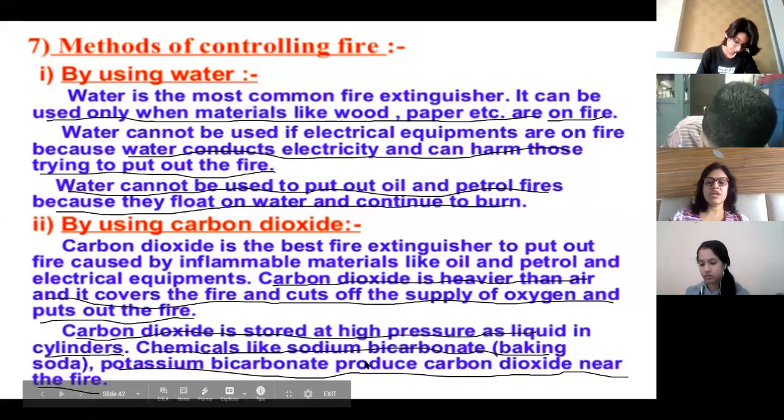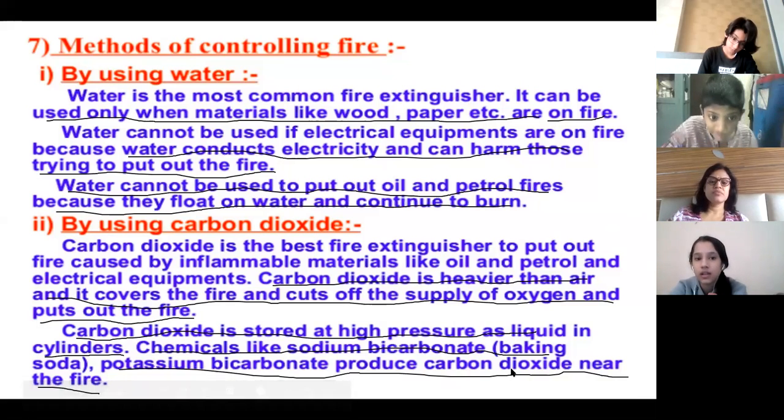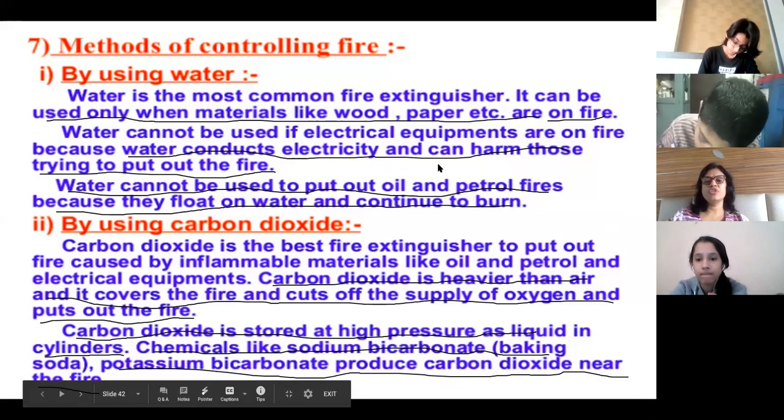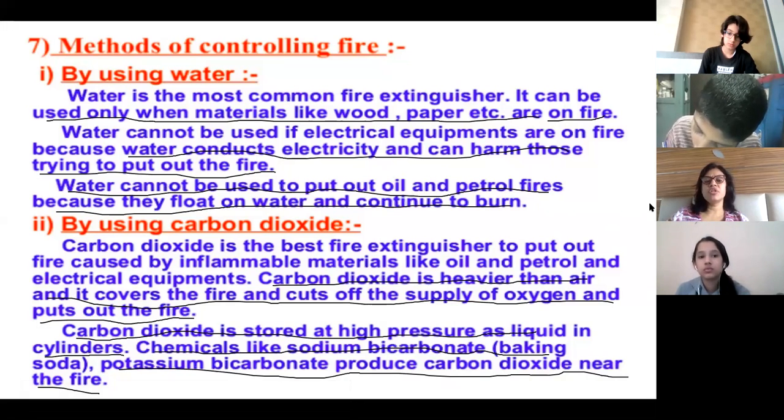And this answer will come when asked how carbon dioxide controls fire. Why water cannot be used in controlling electrical fire and oil-based fire, this will be the reason. And if it is asked what are the methods of controlling fire, then both the points you have to write.